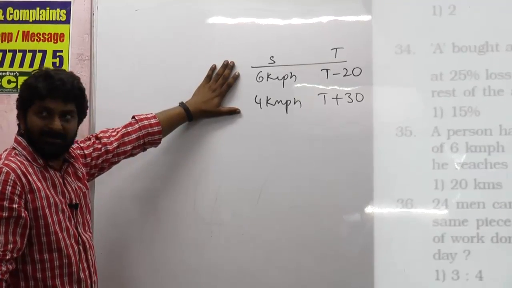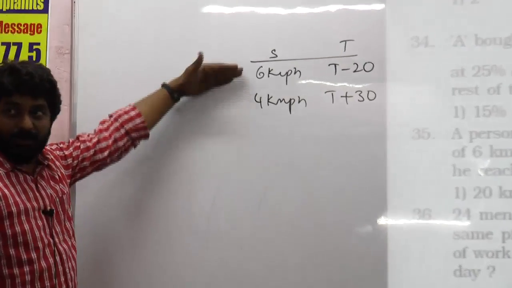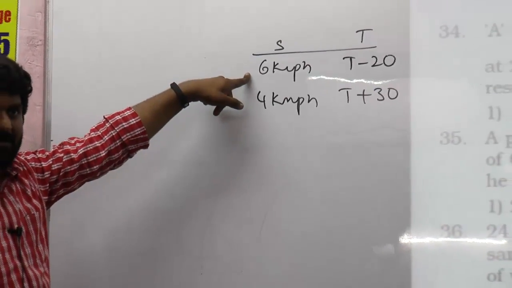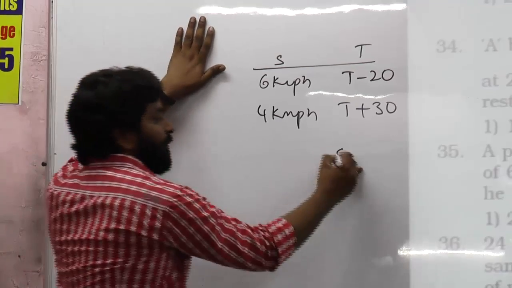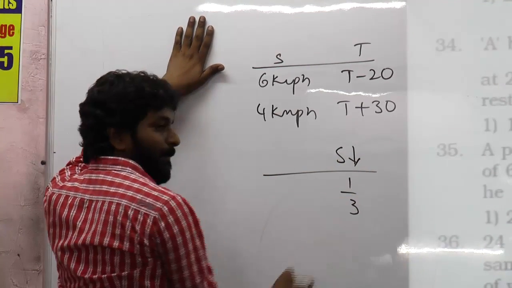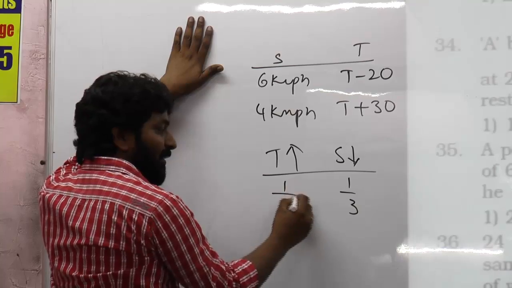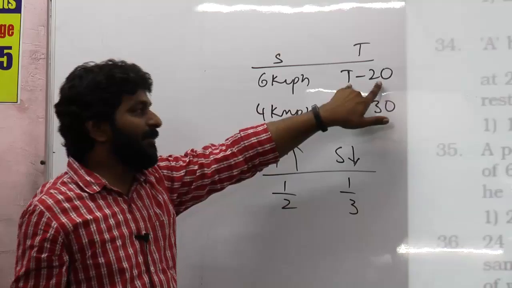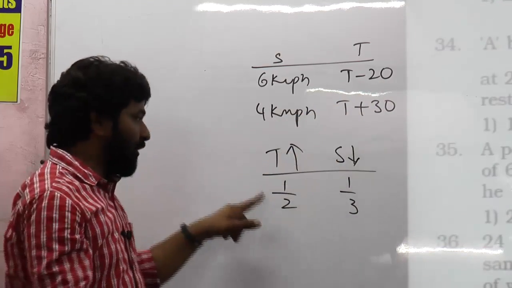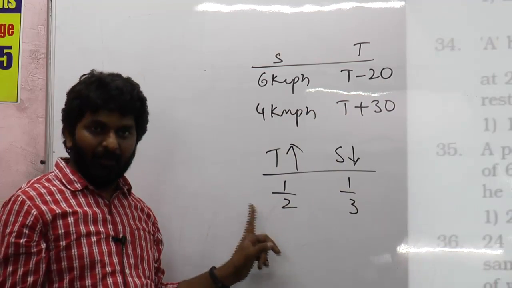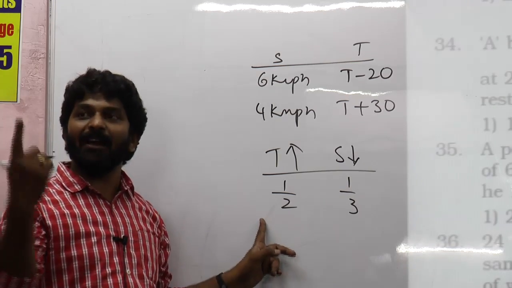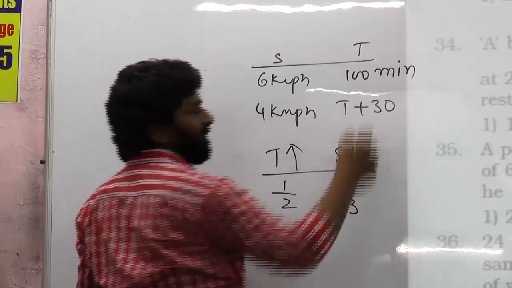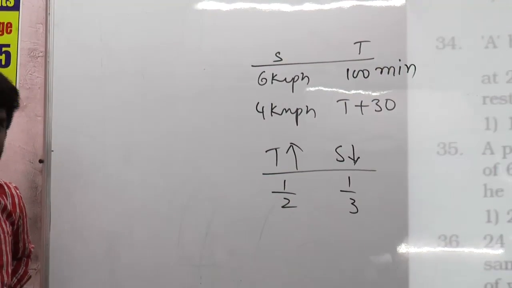Now you know the speed values. Initial speed 6, now it becomes 4. So speed got decreased by 2 kilometers from 6 kilometers. So 1/3 decreased. So if speed decreases by 1/3, time increases by 1/2. What is the difference between t minus 20 and t plus 30? 50. So half is 50. 1/2 is 50. Then 1 is 100. So time taken in the first case becomes 100 minutes.